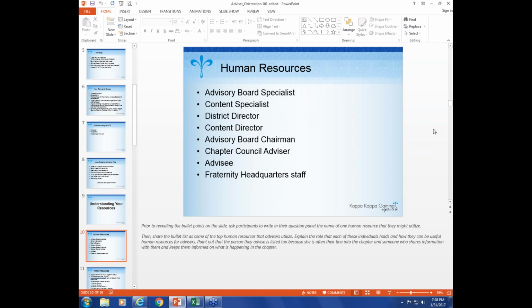Or if you're having a particular problem, you go to the specialist and she helps you. Then from there, you would go to the district director, which is the job that Katie holds, and she manages all of the specialists in the district. So there are, I think, 14, I don't know, how many specialists do you have, Katie?